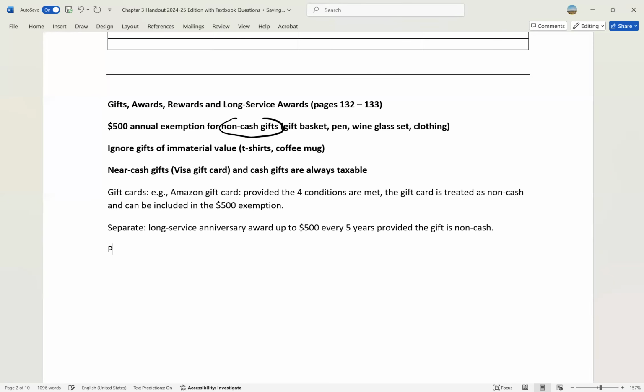There's also a separate discussion about performance-related awards.